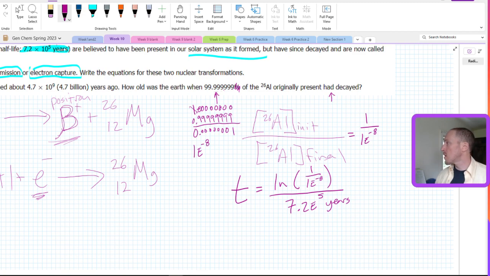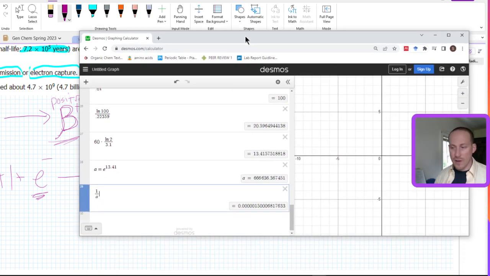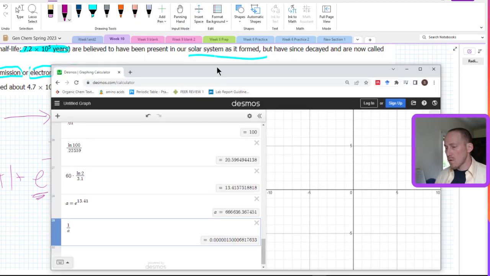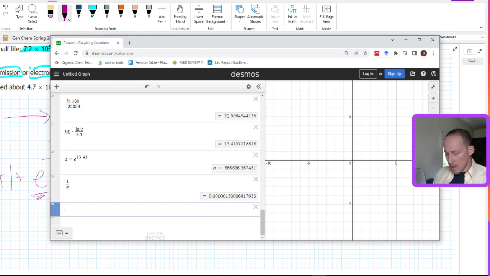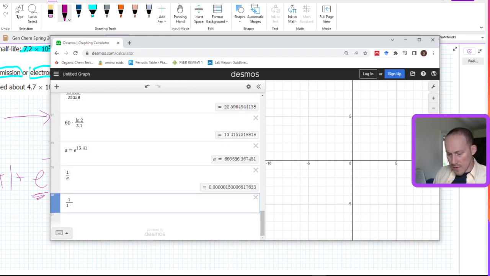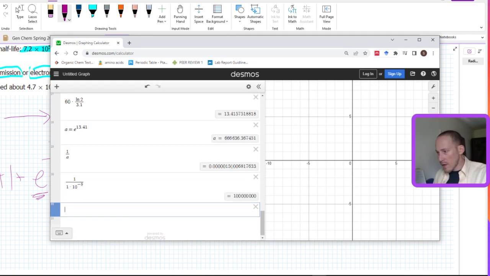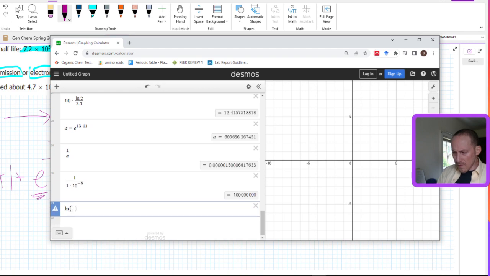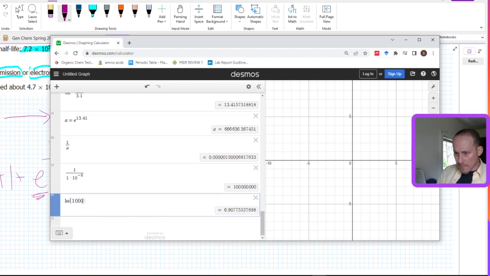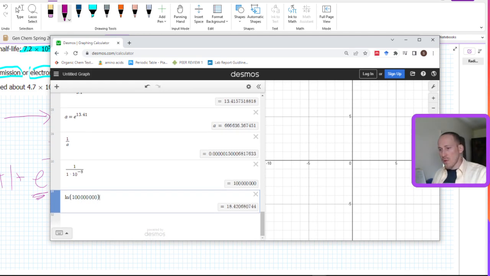We just have to do some calculations. Where did my Desmos go? Here we go. I'll bring Desmos back on screen for you for these calculations. So 1 over 1 times 10 to the minus 8th. So that's our ratio. And I guess I could have done that in my head. That is 100 million. Okay. So the natural log of 100 million is 18.42.